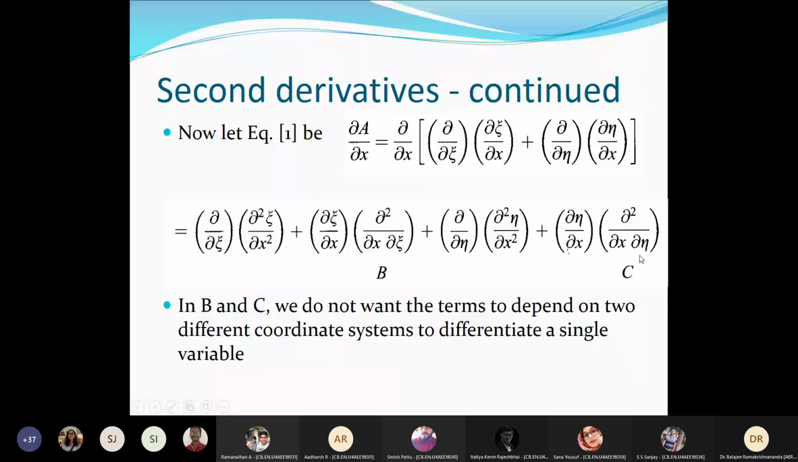So we don't want this x here in the computational domain. We want it only in terms of ζ and η. We don't mind this ∂η/∂x and ∂ζ/∂x, they can be computed numerically and don't pose a problem. See, this also can be computed. ∂²η/∂x² and ∂²ζ/∂x² can also be computed numerically. They also don't pose a big problem. But this one, where there's a mixture of coordinate systems, ∂²/∂x∂ζ and ∂²/∂x∂η, they form a problem, to differentiate a single variable.